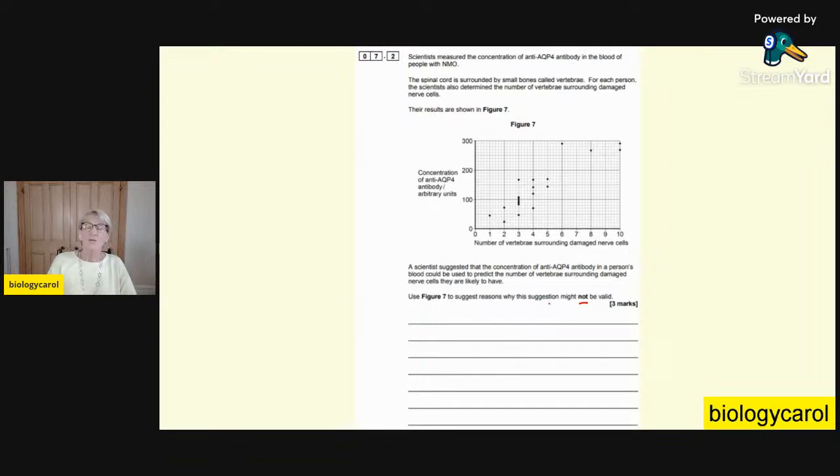The other thing that I thought of, so here I went back to reread the question because I'm kind of going, not really quite sure what else to write. So they measured the concentration of this antibody in the blood of people with NMO. Well, they didn't say that they repeated it. So I'm kind of going, surely this antibody level concentration could change over time. So I put that down.